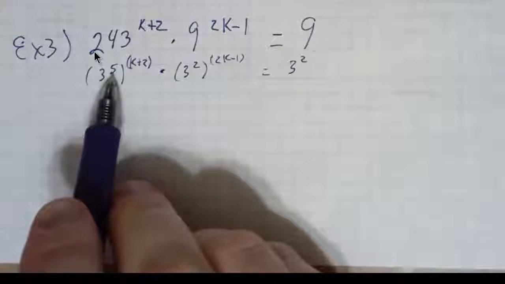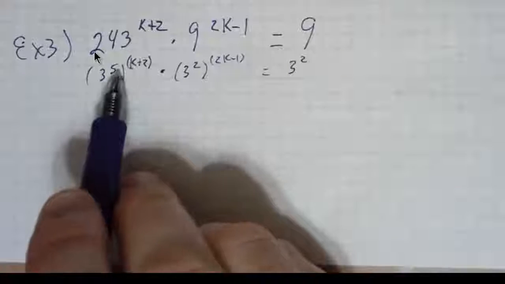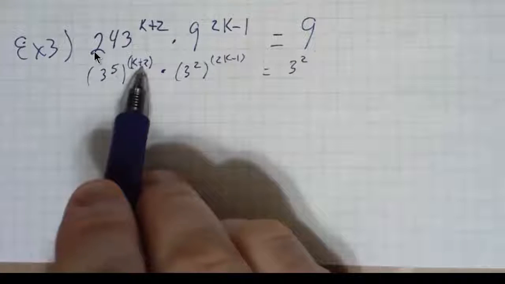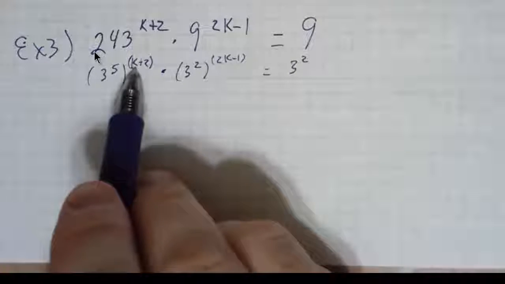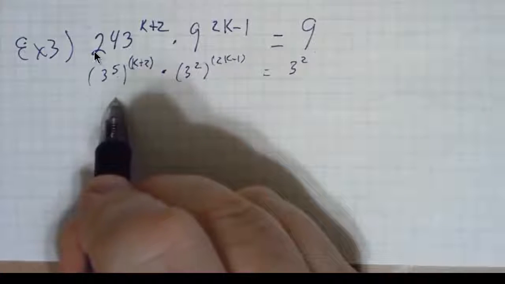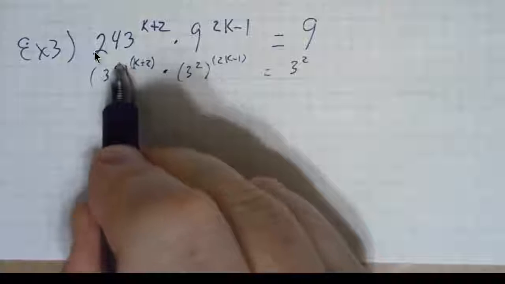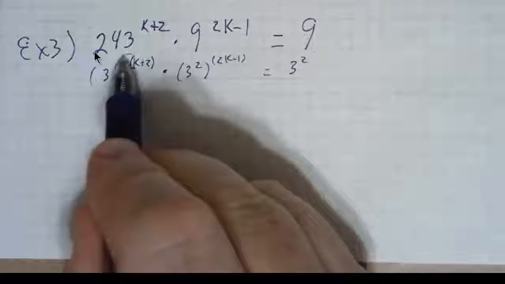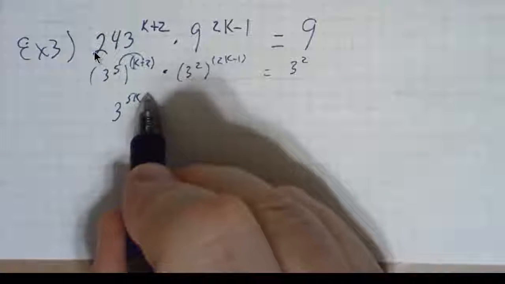Remember, the rule for a power raised to another power is to multiply. So since I have a 5 here and it's going to multiply with k plus 2, I'm really going to distribute the 5 to the k and the 2. So I'm going to rewrite that as 3 to the 5 times k. It's 5k. 5 times 2 is 10.